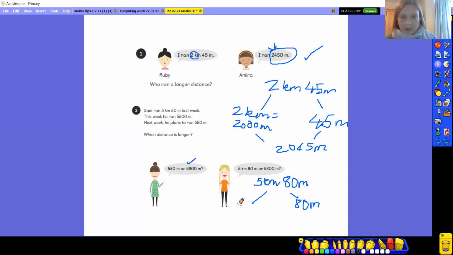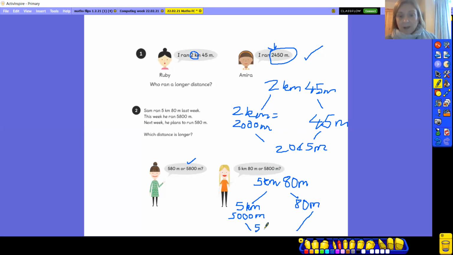Okay, how many meters does 5 kilometers equal? Remember, that's right, there's 1,000 meters in 1 kilometer. So 5 kilometers, 1,000 times 5 is 5,000 meters. Okay, so we've split those down. So 5 kilometers and 80 meters is equal to 80 meters and 5,000 meters. So now I'm going to join them up.